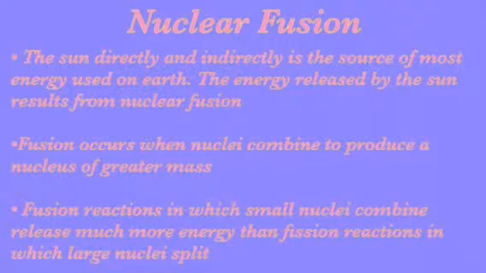The sun, directly and indirectly, is the source of most energy used on Earth. The energy released by the sun results from nuclear fusion. Fusion occurs when nuclei combine to produce a nucleus of greater mass. In solar fusion, hydrogen nuclei fuse to make helium nuclei. Fusion reactions in which small nuclei combine release much more energy than fission reactions in which large nuclei split.